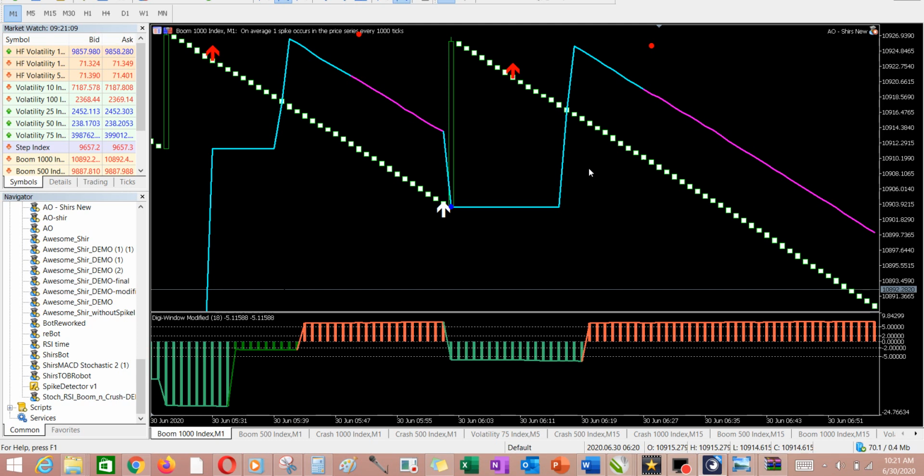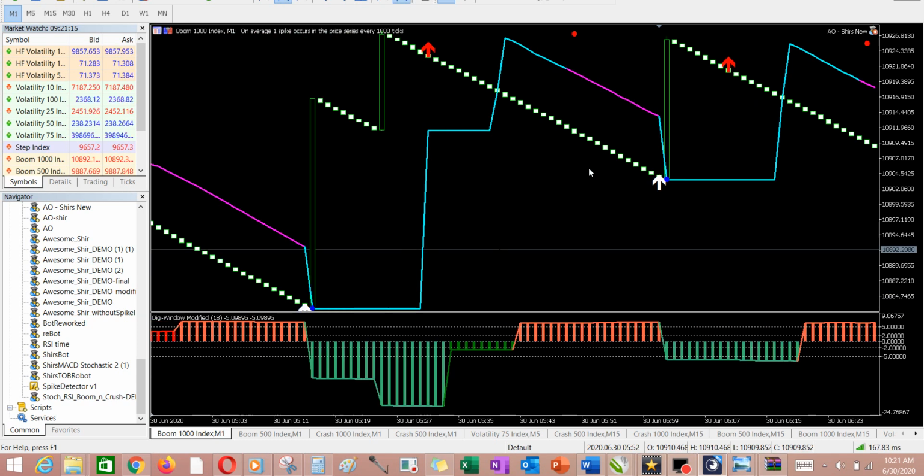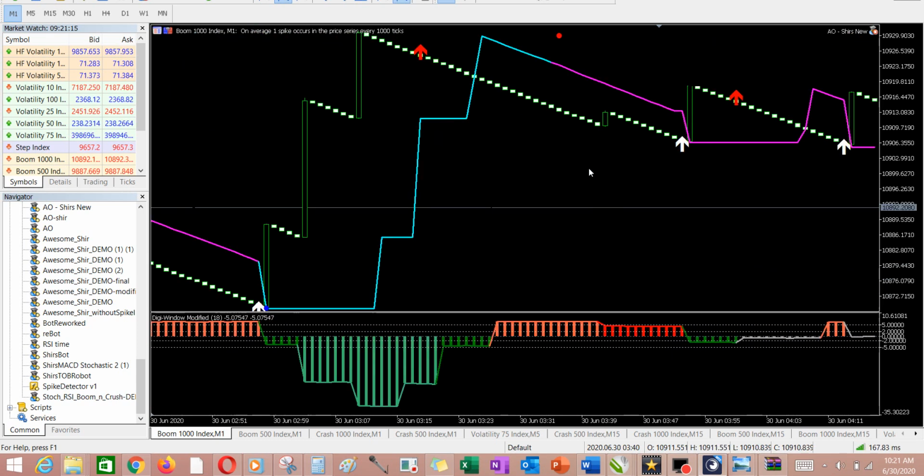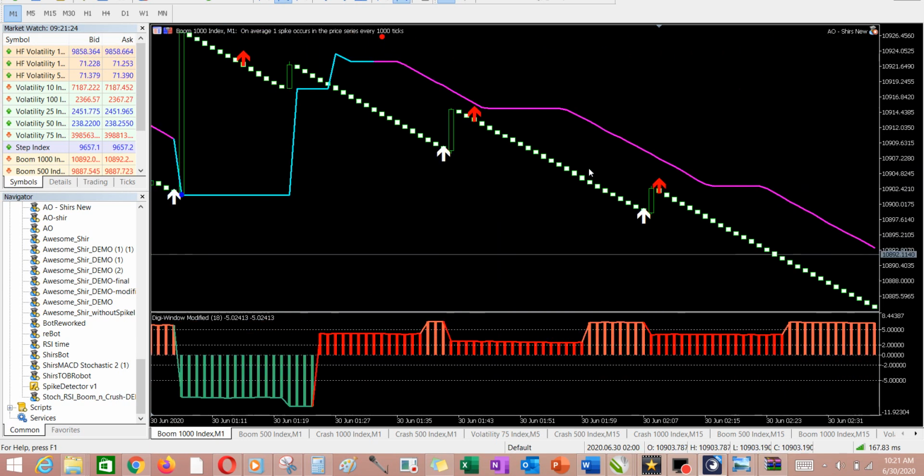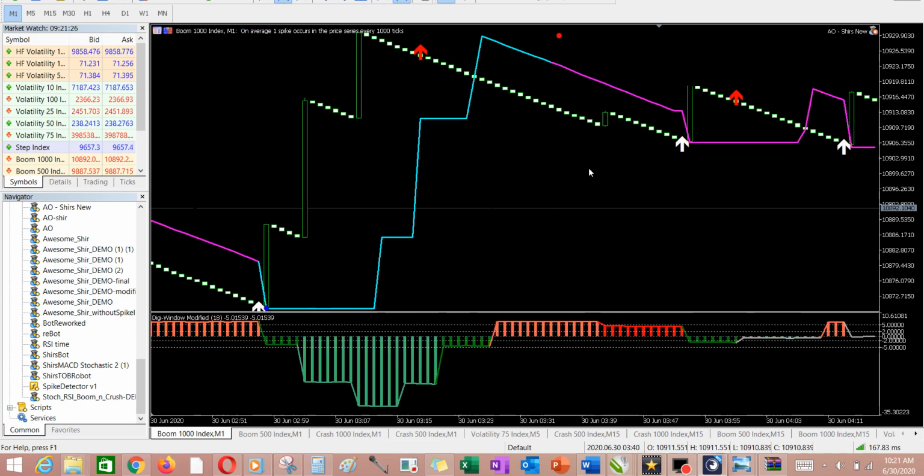So I would advise you to start with Boom 1000 and Crash 1000, then thereafter you can try out the 500 indices. So let's do our analysis. Actually, Boom 1000 is more of a downtrend than an uptrend. As you can see, it's been going down for a very long time.